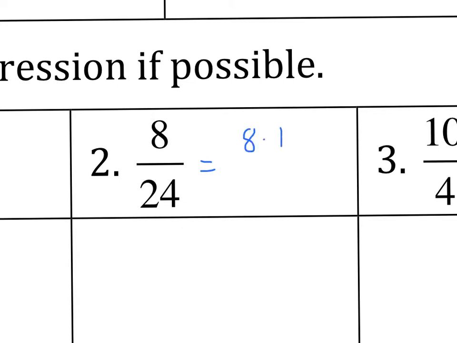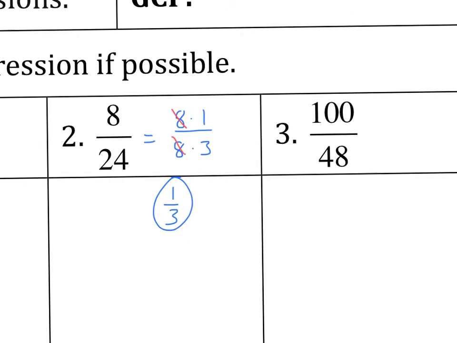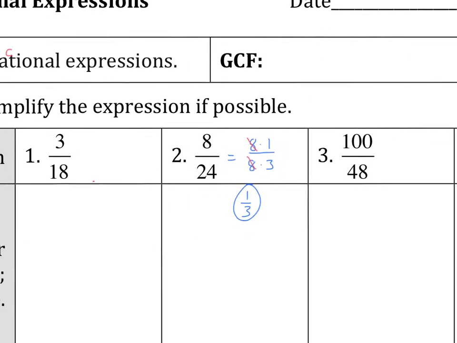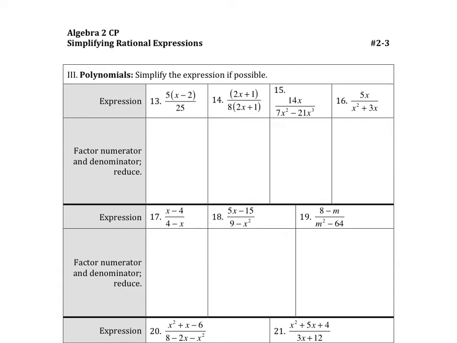I said, well, if we can find a common factor with my numerator and denominator, then I can reduce, because 8 divided by 8 is 1, and I'm left with my simplified form, 1/3. So to simplify means reduce all common factors in these contexts. Reduce all common factors. So now we're going to take it to the next level.